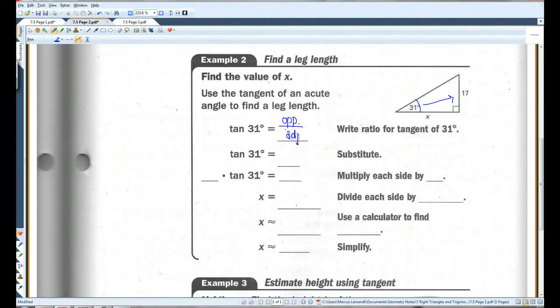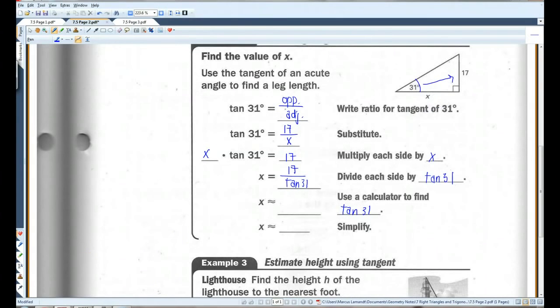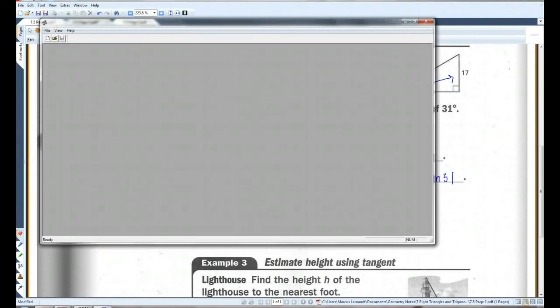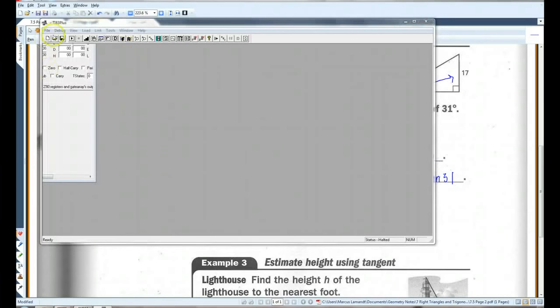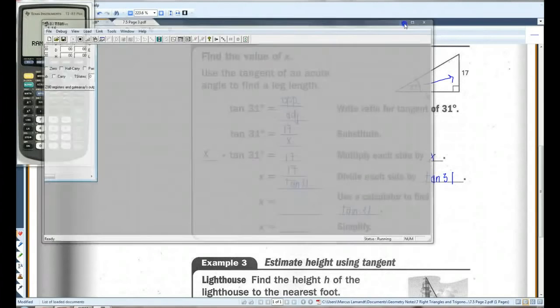Opposite over adjacent. We know that the opposite side is 17. The adjacent side is x. I'm going to multiply each side by x, and I'm going to divide each side by tangent of 31 degrees. Use a calculator to find tangent of 31 degrees. Now, you actually need a special calculator for this one. This one won't work. Let me pull up this one.